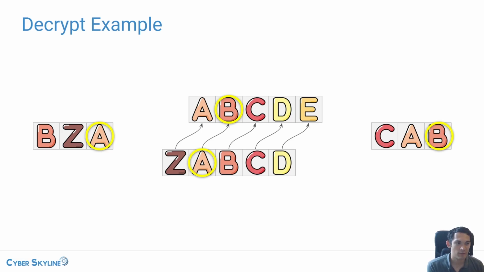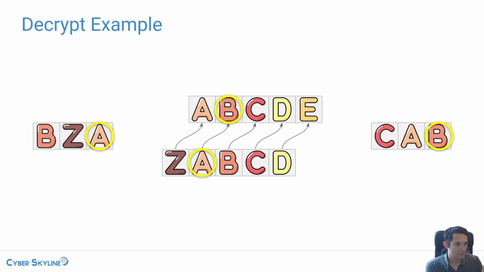Now within CyberChef, the recipe that they have for this cipher is called ROT13. That stands for rotation 13, and that will perform an alphabetic shift operation. The reason why it's called ROT13 is because it defaults to a shift amount of 13. And the choice of 13 is because that's exactly halfway through the alphabet.